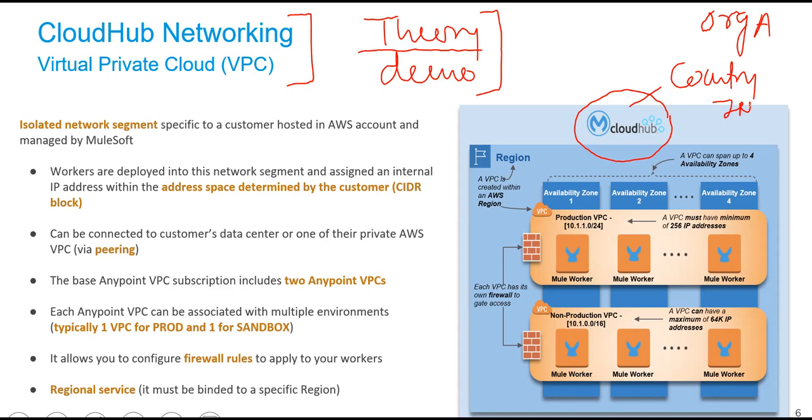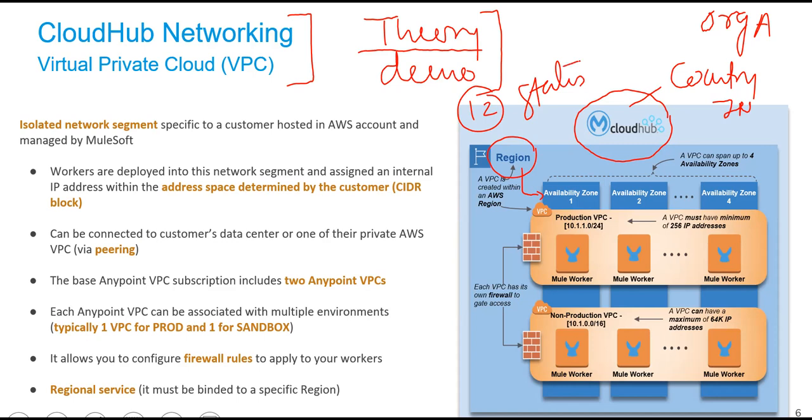Then within this country, we have regions. So how many regions do we have? We have a global 12 regions in CloudHub. We can select any one of them. Under that, these regions are like the states.